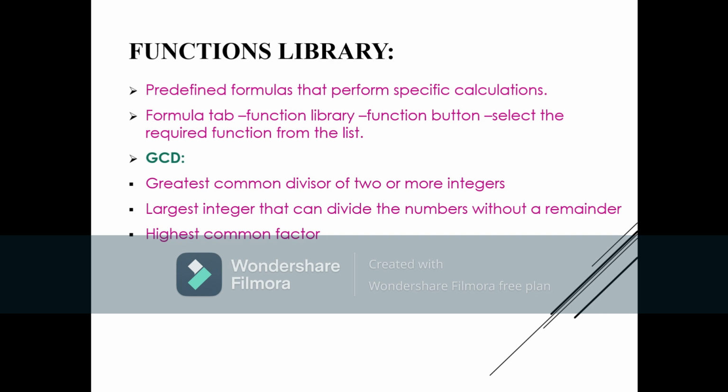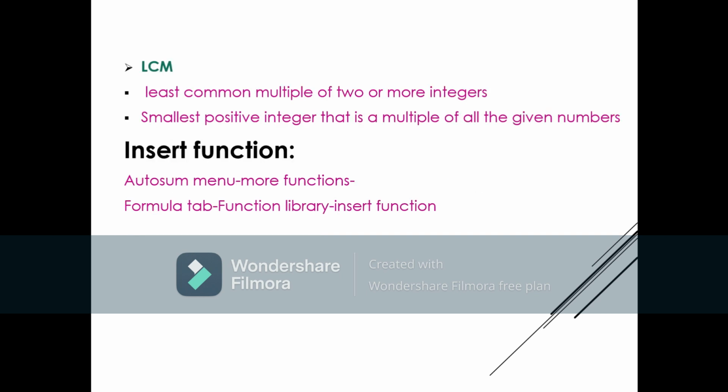It is also called the highest common factor. So when you want to find this highest common factor, just go under this math and trig function. In this math and trig category, you can find this GCD, the greatest common divisor. To calculate the GCD, we have some steps. After completing the second function also, I will do the example. Just keep on watching.